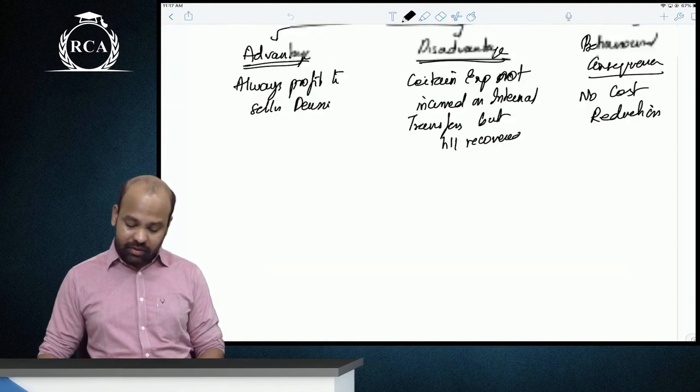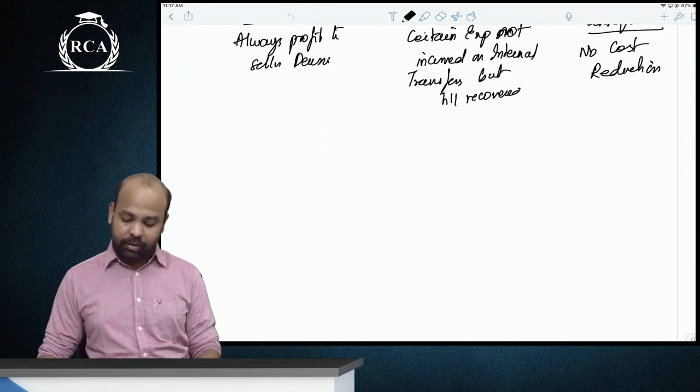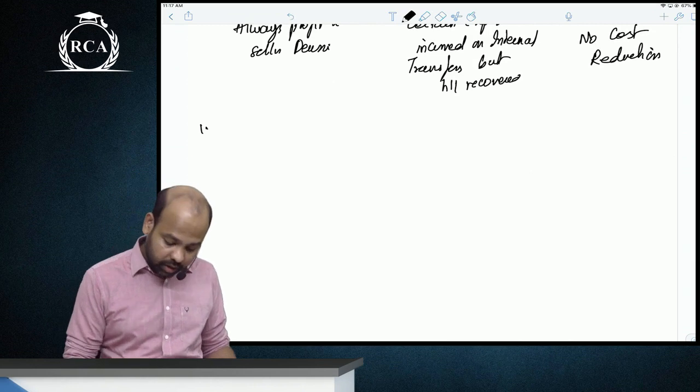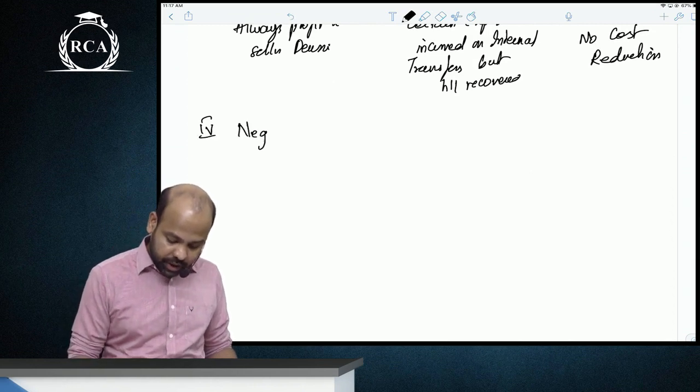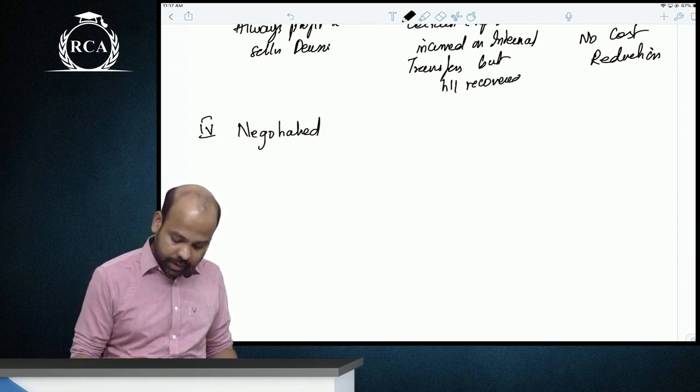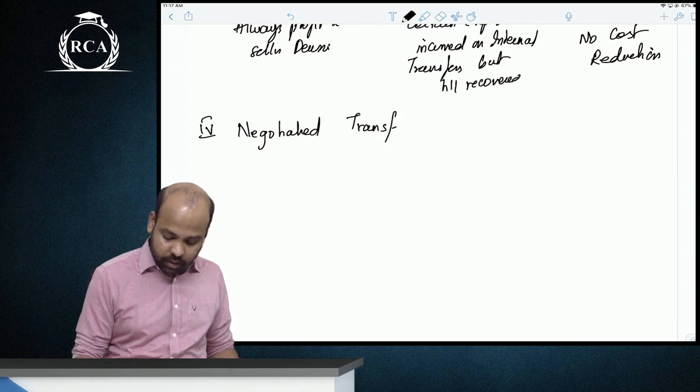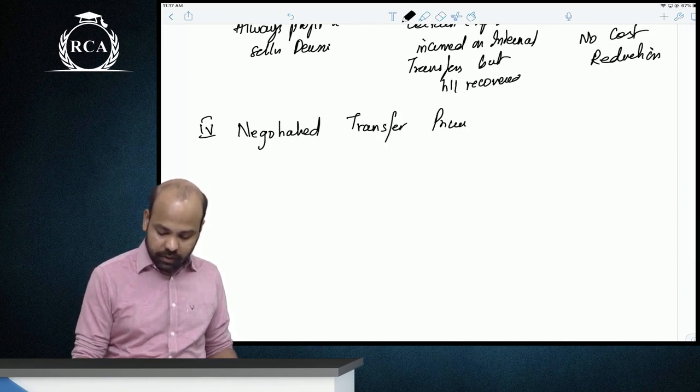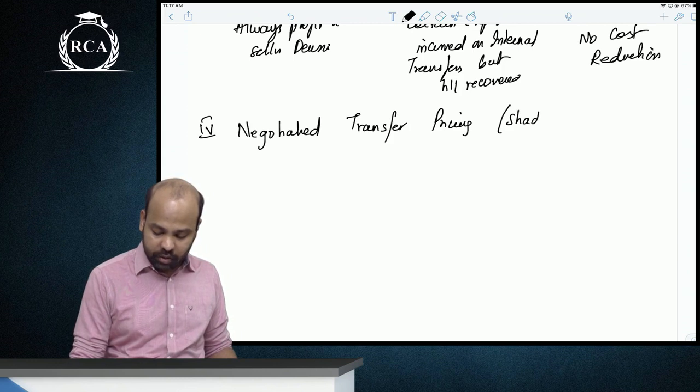All of you, beta, let us write in your concept book. Fourth method, guys: negotiated transfer pricing. In brackets, beta, shadow pricing.